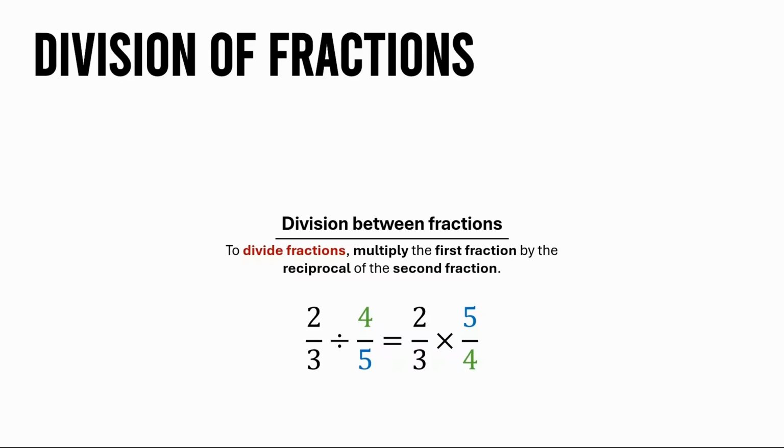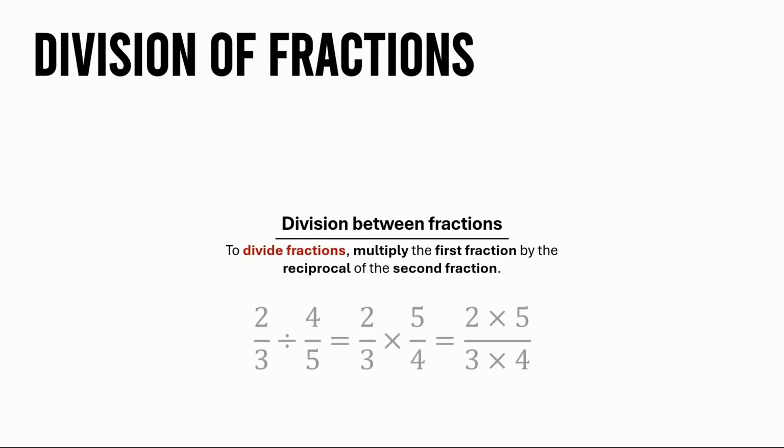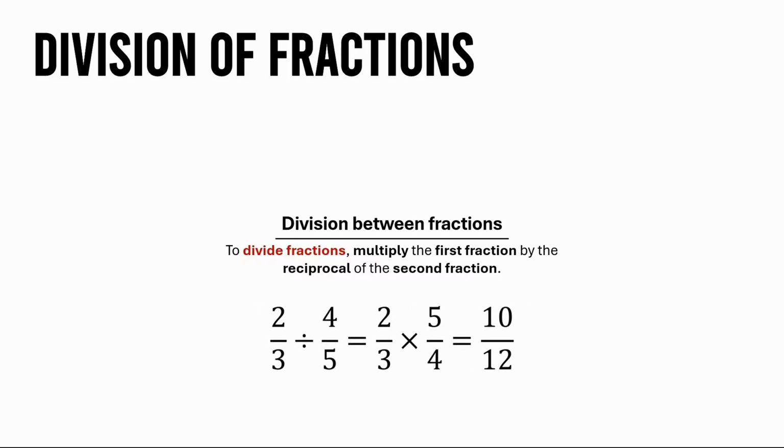We have written the reciprocal of 4/5, which is 5/4, and now we multiply 2/3 by 5/4. Then we multiply the numerators between them, so 2 times 5, and multiply the denominators between them, 3 times 4. So we reverse these 4/5 into 5/4, and now we do a multiplication, 2 times 5 and 3 times 4. So the division 2/3 by 4/5 results in 10/12.